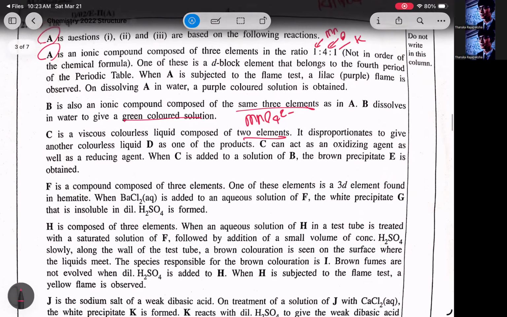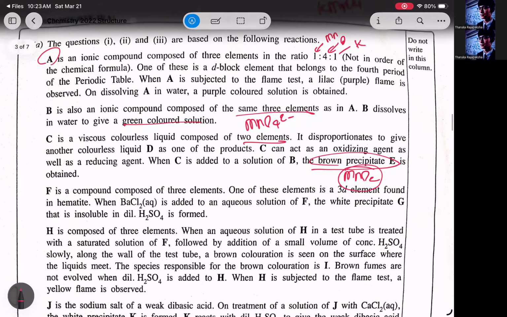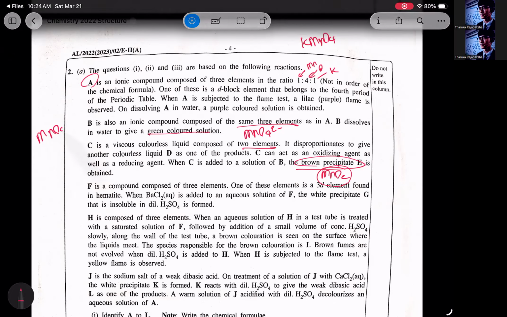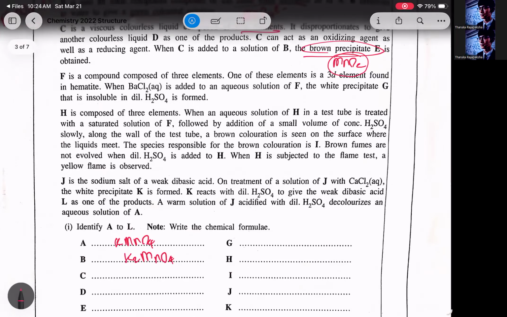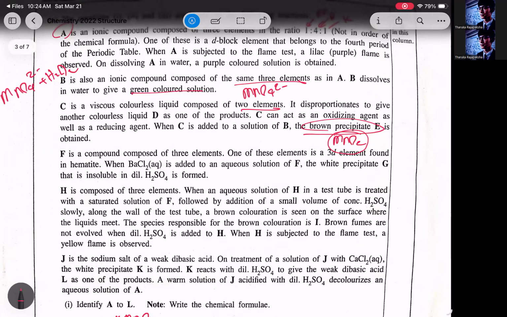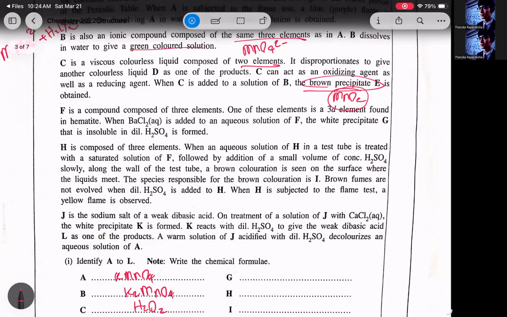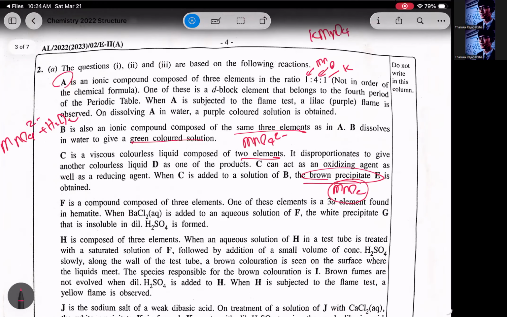When C is added to a solution of B, a brown precipitate forms. That brown precipitate is MnO2 actually. MnO2 is formed, that's a black brown color precipitate, after reacting MnO4 2 minus with H2O2. So there you go. C is going to be H2O2 and E is going to be MnO2. Right? E is going to be MnO2.